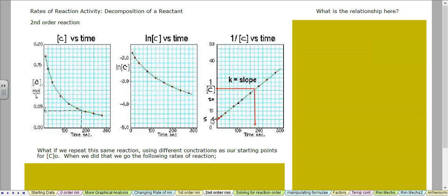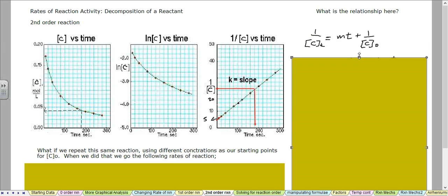I found it right here. We've got the y-intercept is 5. And let's take a look quickly at what our equations are going to look like. So our equation of our line, which is y equals mx plus b, our y value is right here. Again, our mx, or in this case mt, because our x is our time. And then our b is going to be 1 over our initial concentration, which you see right here.